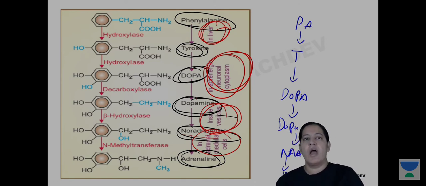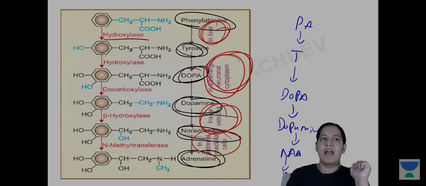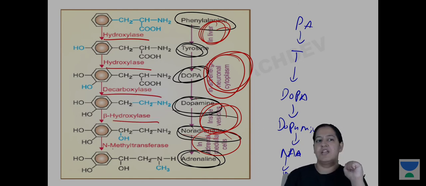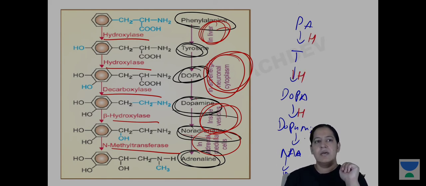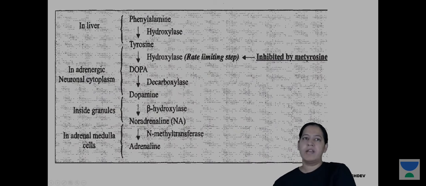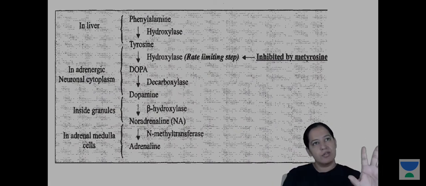One more thing you have to learn here: the first step is hydroxylation, then decarboxylation, then again hydroxylation, then methyl transferase. So this is hydroxylation, this is decarboxylation, this is again hydroxylation, and this is methyl transferase. Many MCQs come on it, asking which enzyme is responsible for it. So this is the whole story.